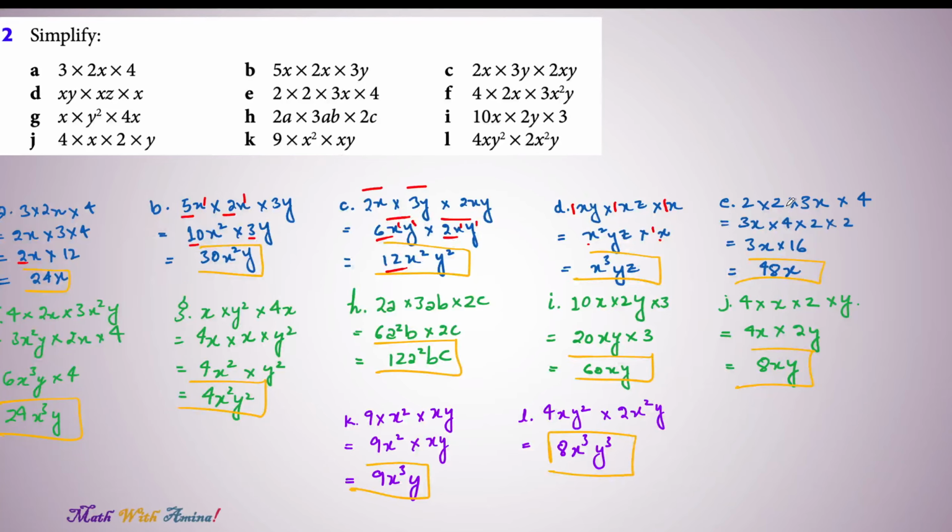Then we have 2 multiplied by 2 multiplied by 3x multiplied by 4. So we combine the like terms and rearrange the terms.